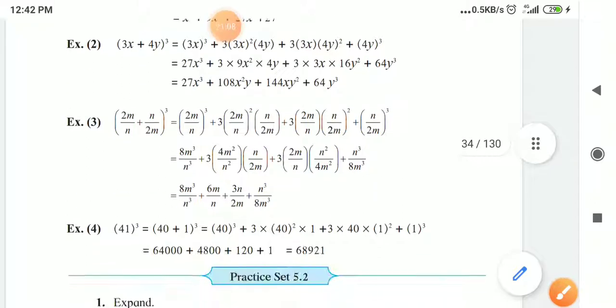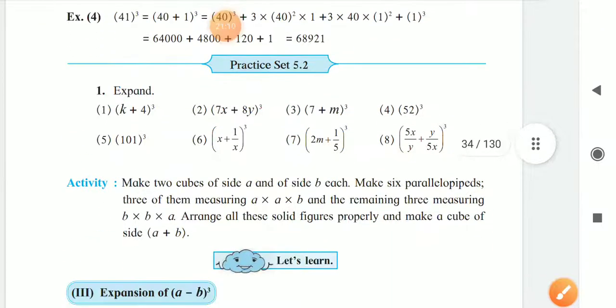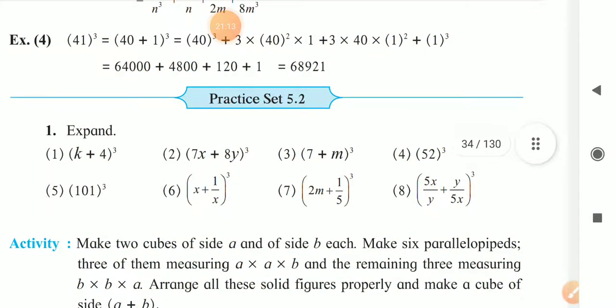So all of you see this video properly and solve the practice set number 5.2. Okay, so today we will stop here only.